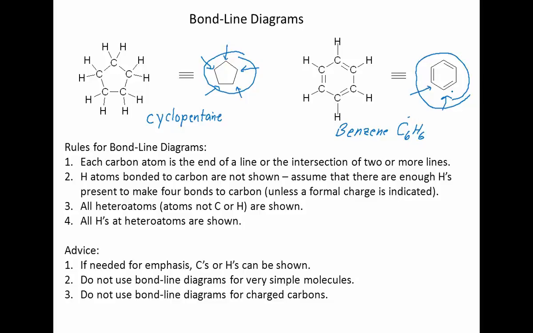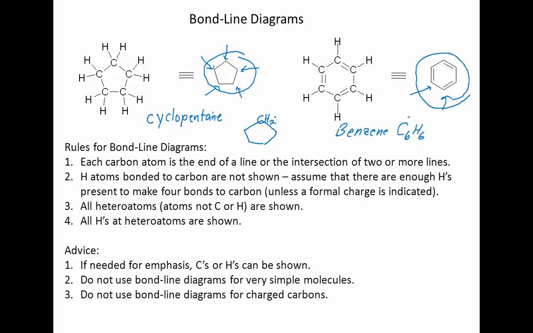Okay, we don't always conform to these rules. For example, if we need it for emphasis, we want to show a reaction happening at a specific carbon, we might draw the molecule differently. So for example, if we wanted to show a reaction at the top carbon in cyclopentane, we could just draw it that way, and that would emphasize that something interesting is going to happen to that carbon. That's not a hard and fast rule, but we often do employ that technique for emphasis. Okay, the last 2 points here are just advice. They're not hard and fast rules.